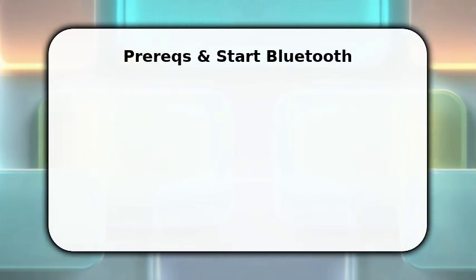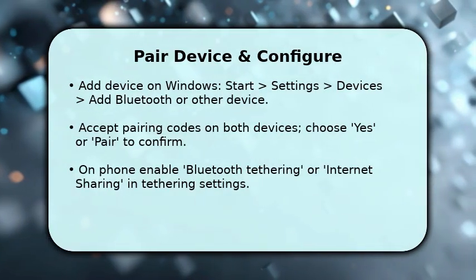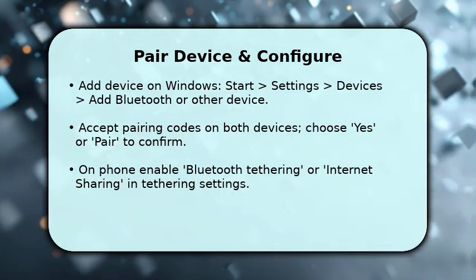Once devices are discoverable, add the phone on Windows via Add Bluetooth or other device. You'll see a PIN or code. Confirm it on both sides because this secures the link.